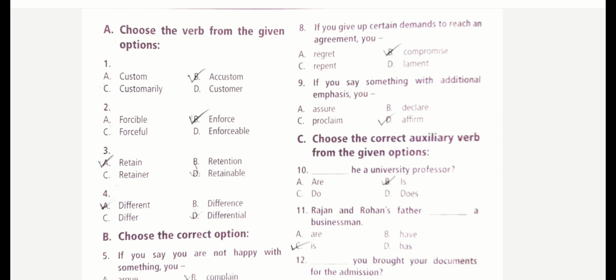Question number 9 is, if you say something with additional emphasis, what you're doing? You are affirming. Okay, so understand the meaning of other words. Assure means to give confidence or make someone feel certain about something, or to reassure. What is the meaning of declare? To state or announce something formally or publicly. It is the meaning of proclaim, to announce or declare something openly and officially, often with a strong emphasis. Okay, so here correct answer is affirm.